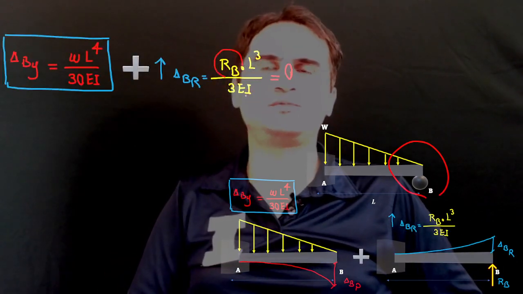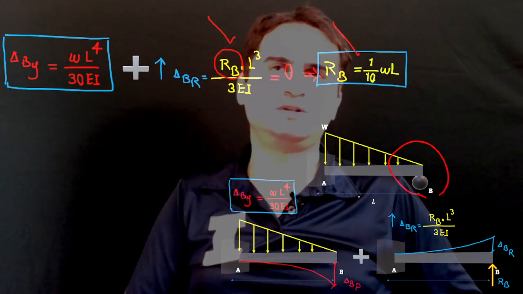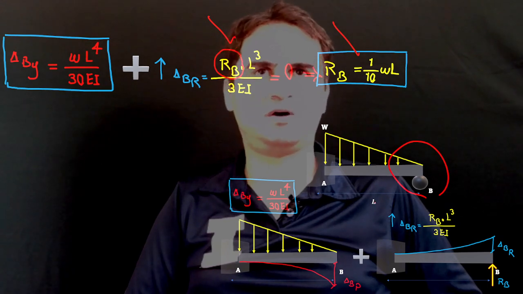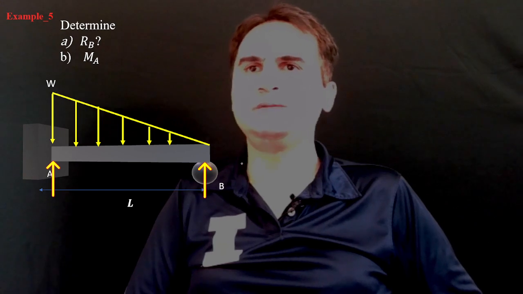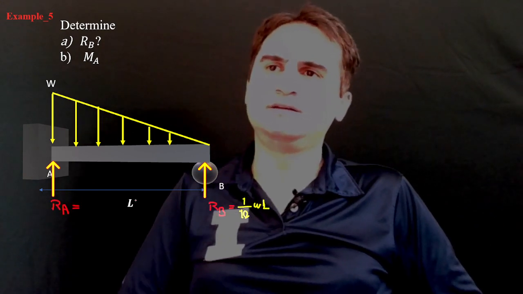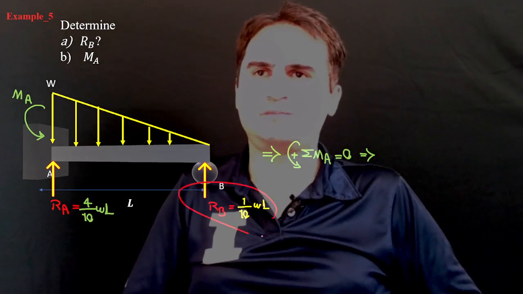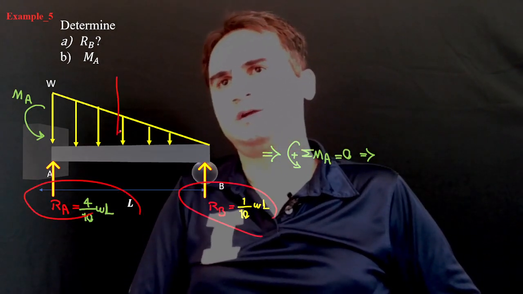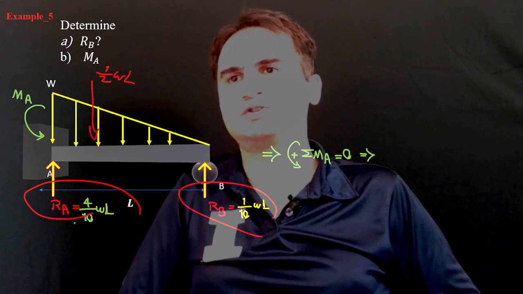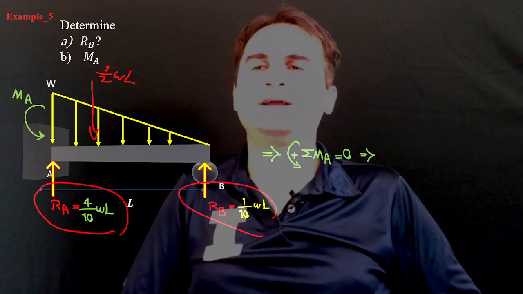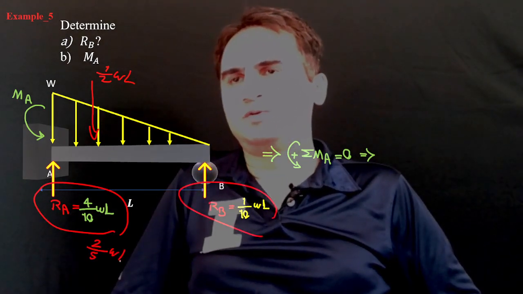If you add them together, the only unknown is RB. This simply gives us RB equal to 1/10 of WL. As soon as we have RB, we can easily use the summation of forces. The summation of forces, with the concentrated load being half of WL, simply gives RA as 4 over 10, or 2 over 5, WL.